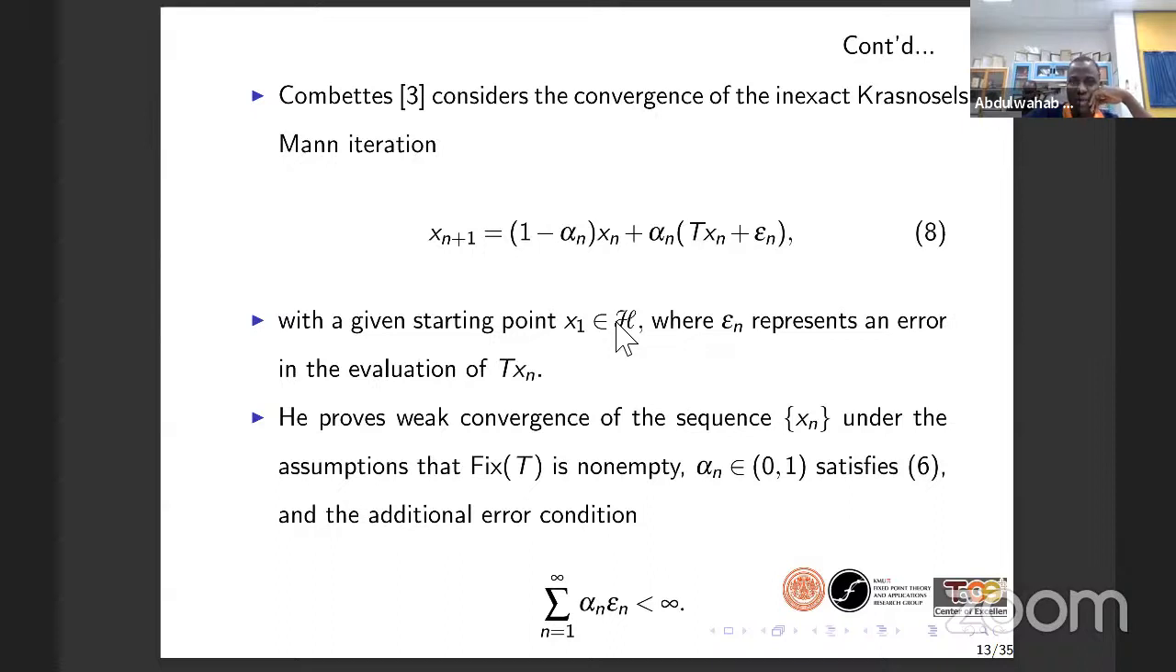Combettes also considered the following inexact Krasnoselskii-Mann iterative algorithm, considering the fact that in the evaluation of the operator T in each iteration, it actually comes with a particular error. So he added e n to represent the error in the evaluation, and he proved the weak convergence of the sequence generated by that algorithm under the summability condition on alpha n and eta n.